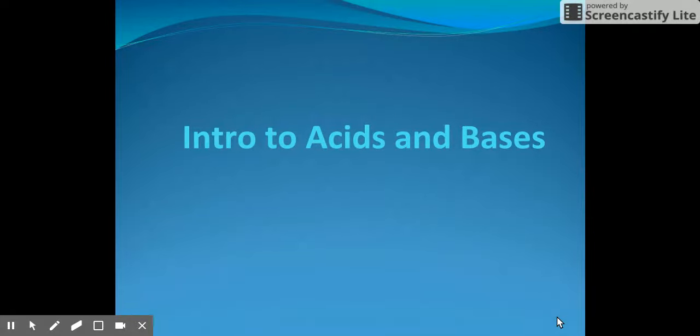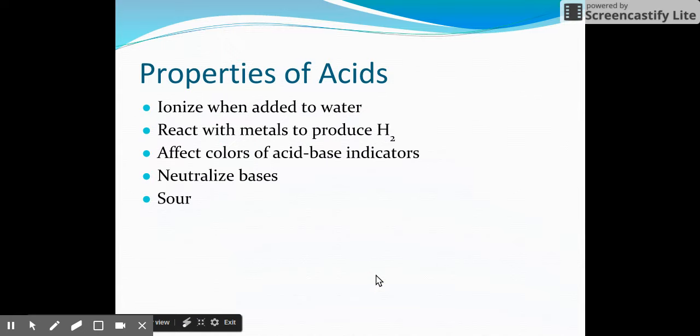This slideshow is your introduction to acids and bases. There's just one part of it that could be a little bit confusing, so I wanted to explain it to you. First of all, I just want to give you a brief introduction to what acids behave like. The most important thing, and what we're going to do the math of, because that's what we do, is we're going to talk about how acids ionize in water.